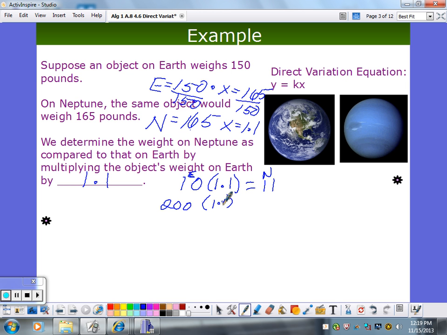I might have a hard time getting it over to Neptune. So how can I find it without going all the way to Neptune? I have this factor here that tells me what it's going to weigh. This is the constant of variation, because it's the constant that we multiply to get from one variable to the other. Why is it a constant of variation? Because I use that number every time.